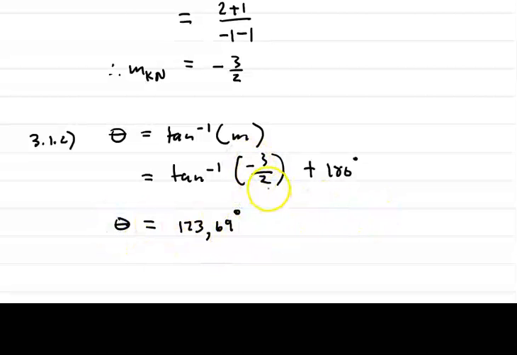If you have a positive gradient, you're going to get an acute angle. If you have a negative gradient, you're going to get an obtuse angle. Hence, we'll put in the negative gradient and we'll just add 180 degrees.